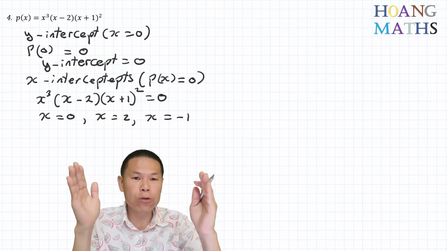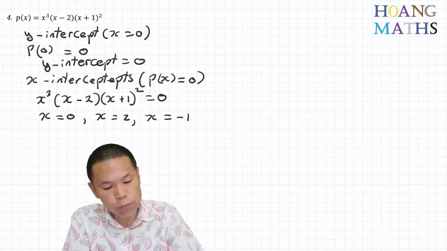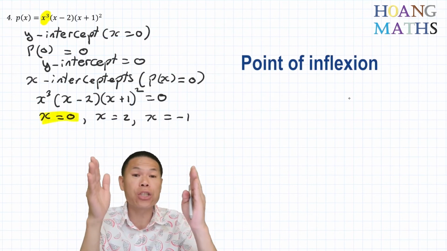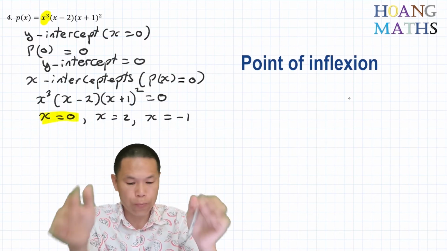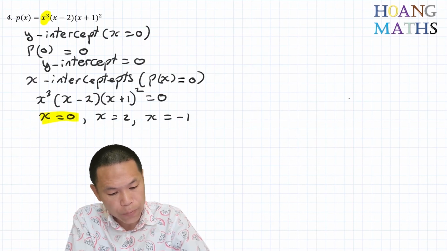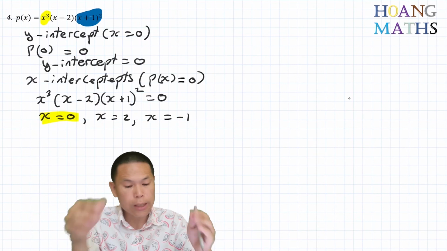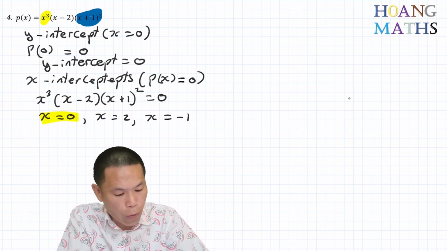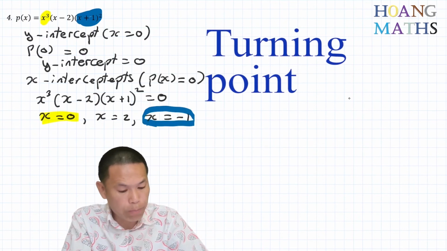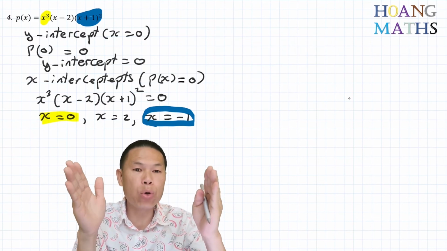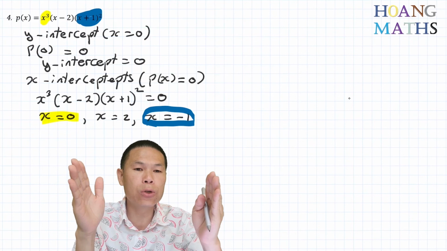And please take note of this. So we know that x to the power 3, when x is 0, this is the point of inflection at x is equal to 0. And another one you need to know is this one here, because this is power of 2. So therefore, this is the turning point. So there is a turning point at x equal to -1 and a point of inflection at x is equal to 0.